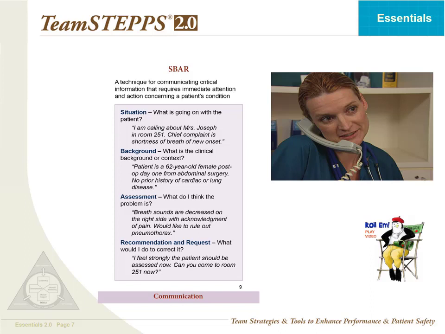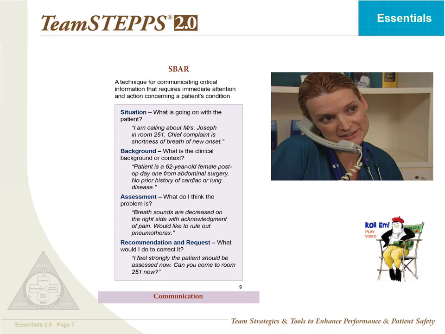The first technique is SBAR, S-B-A-R. SBAR provides a standardized framework for members of the healthcare team to communicate about a patient's condition. You may also refer to this as the I-SBAR, where I stands for introductions.